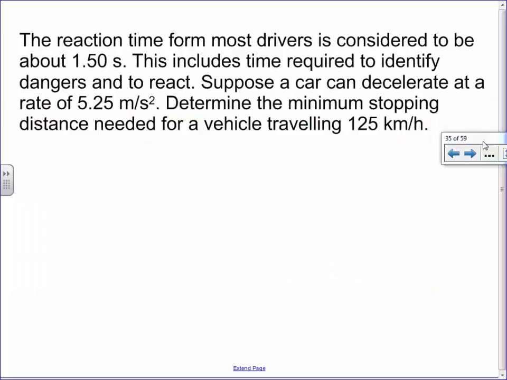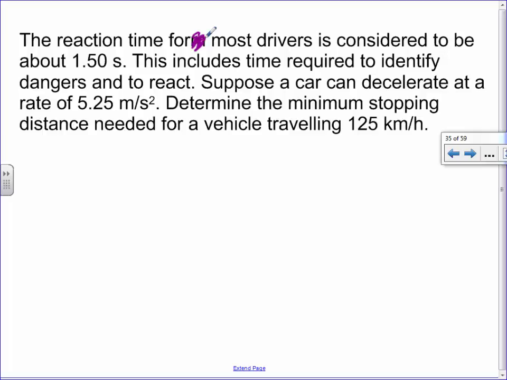So I got two last examples here. First one says the reaction time for most drivers is supposed to be about 1.5 seconds. What that means is it takes you about 1.5 seconds to first have your brain process that there's something wrong, like a car accident ahead, and then to get your foot to the brake. Let's say the car is able to decelerate at this rate here. We want to figure out the stopping distance for a car traveling 125.